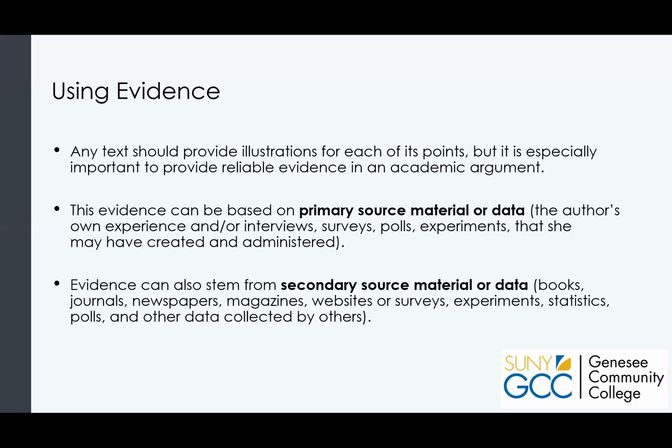Evidence can also stem from secondary source material or data. Secondary sources include items such as books, journals, newspapers, magazines, websites, or surveys, experiments, statistics, polls, and other data that's collected by others, as opposed to primary that was collected by yourself. Okay, so secondary sources are others telling us the results or information they found on their own.